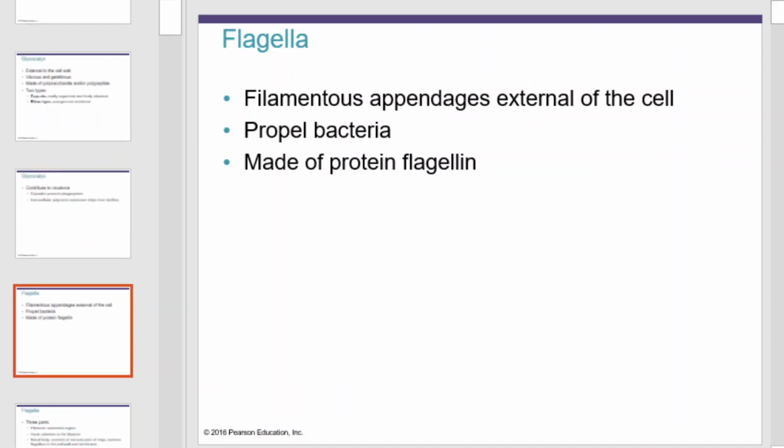Flagella. If a prokaryote is to be motile, they will possess a flagellum, and only a flagellum. Prokaryotes do not grow cilia. A flagellum is a filamentous appendage external to the cell and can propel the bacteria. It is made of the protein flagellin.